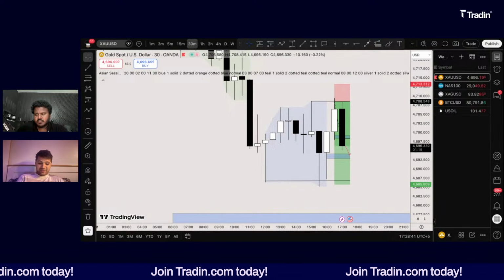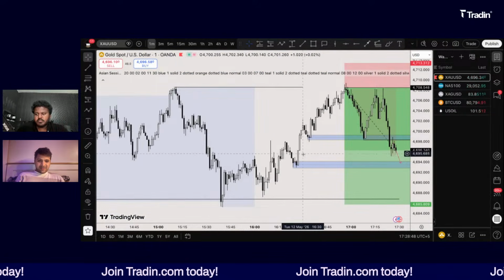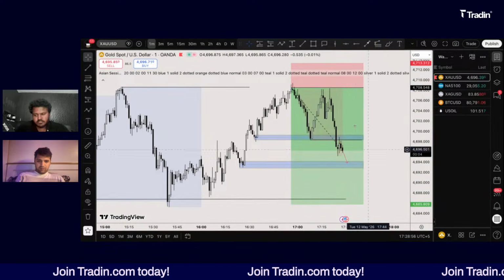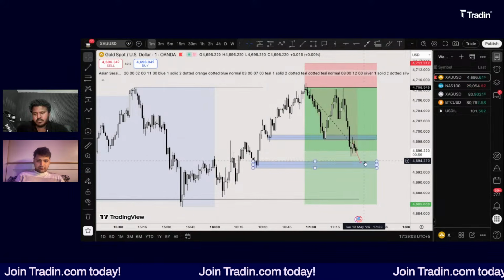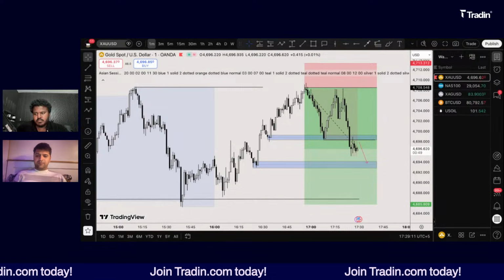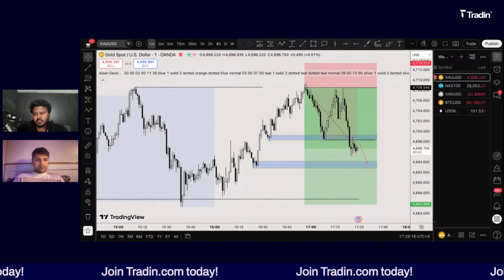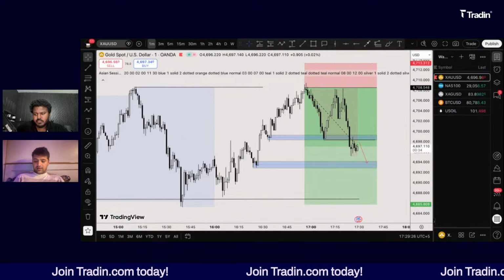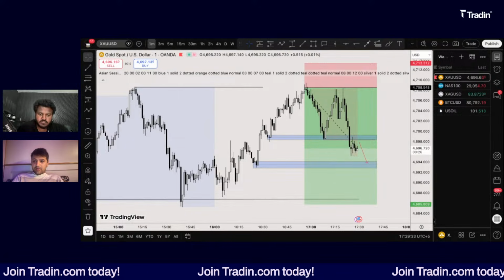Just trying to push down, look at the 1 minute time frame. It's trying hard to drop, trying hard to drop. What are you expecting now? Will it fall further?